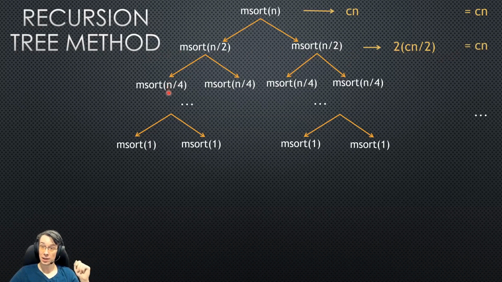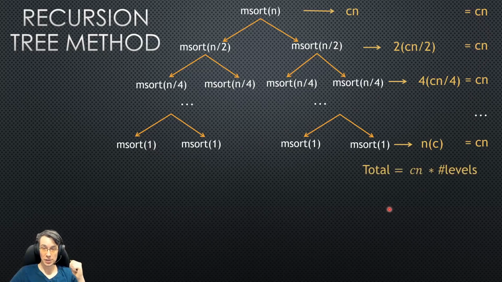Well, how about these calls? As you might expect, each of these calls does c times n over 4 work, and there are 4 of them. So we end up with cn work. And this continues all the way to the bottom, where we have n times constant work. So we have cn work at each of the levels of this recursion tree.